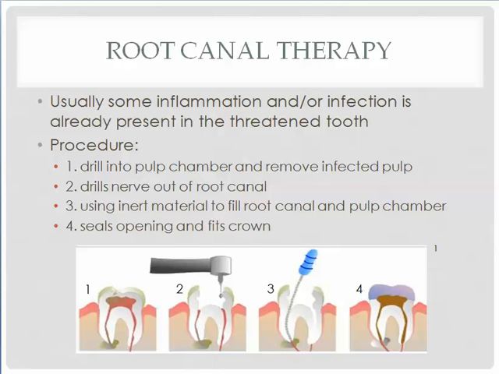When there's a threatened tooth in need of RCT, inflammation or infection may already be present. The first step is to drill into the pulp chamber of the tooth and remove the infected region. Next, the root canal's nerve is removed by drilling, and then the tooth is filled using an inert material such as gutta percha. Finally, the endodontist seals the tooth and, with the removal of the nerve and blood supply, fits a crown. As you can see, there's a diagram detailing the steps on the bottom of the slide.